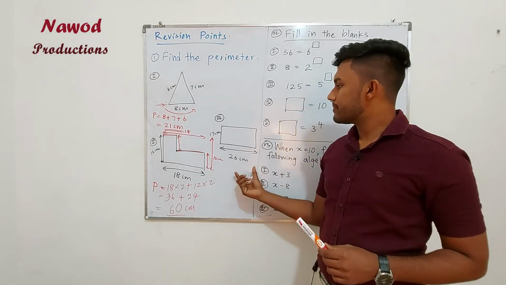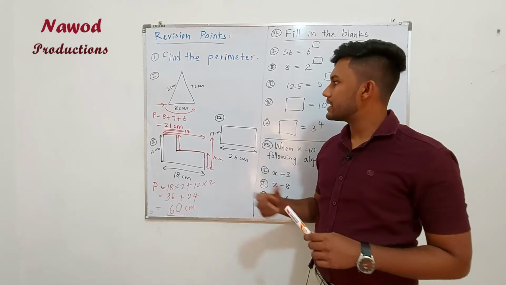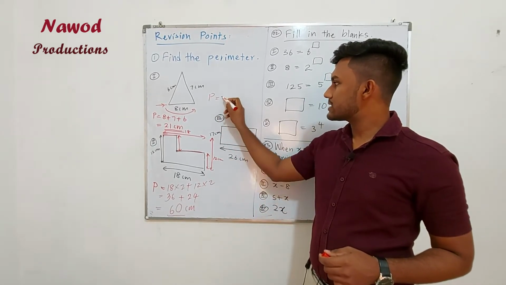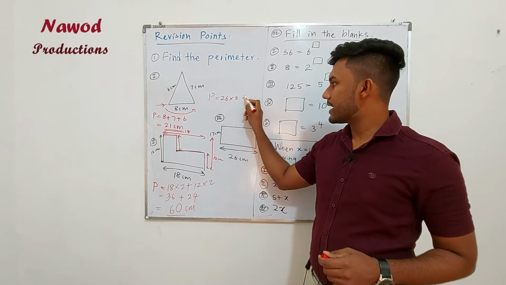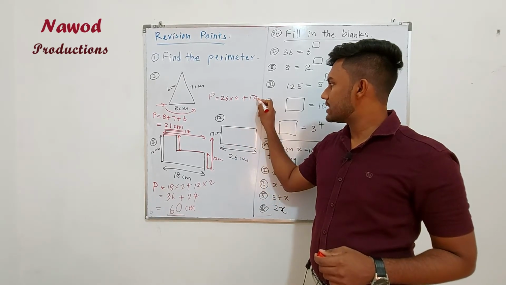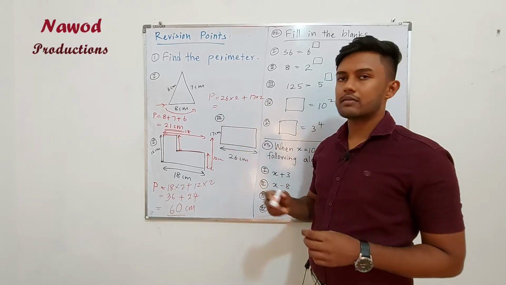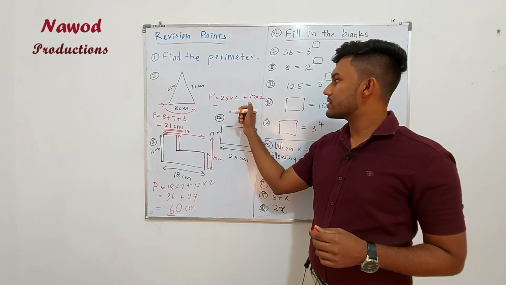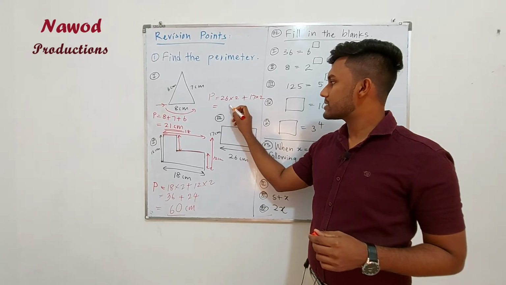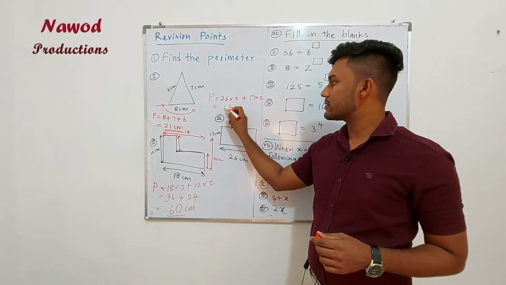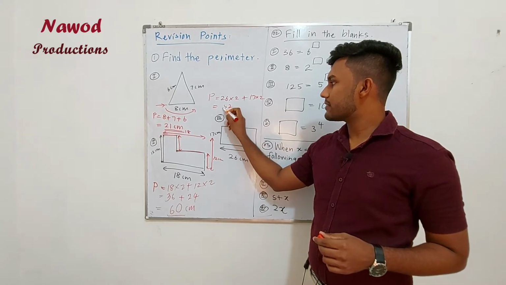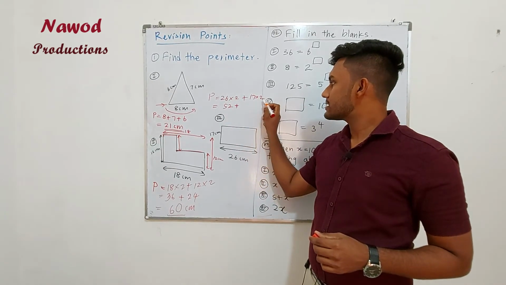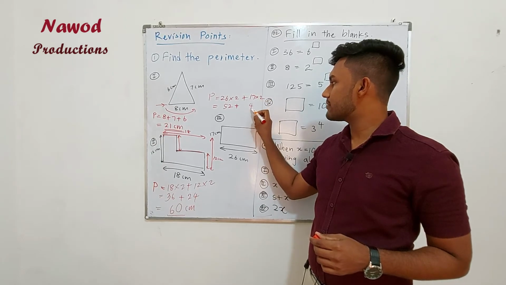Then here you have a rectangle. Then how can we find the perimeter? Here 26 into 2 plus 17 into 2. You can get the perimeter very easily. 26 into 2: 2 into 6 is 12, 1 is remaining. 2 into 2 is 4, plus 1 is 5, so 52. Here 17 into 2: 2 into 7 is 14, 1 is remaining.